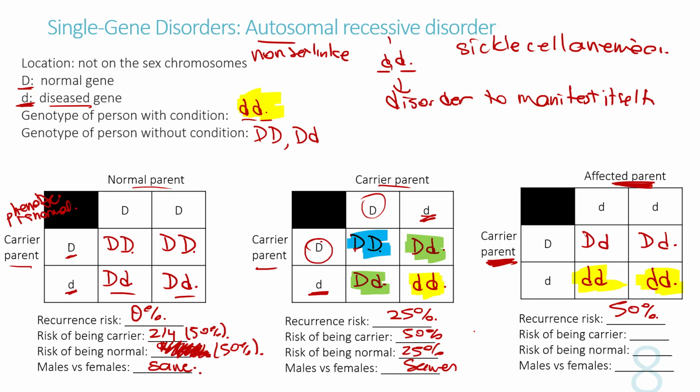Risk of being a carrier is this, so 2 out of 4. So that would be 50%. Risk of being normal, 0. Males versus females is the same, right? So they don't have a chance of being normal. They either are a carrier or they actually have the condition, the autosomal recessive condition.